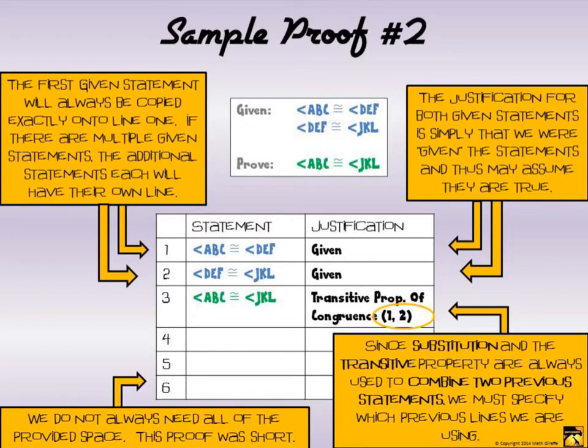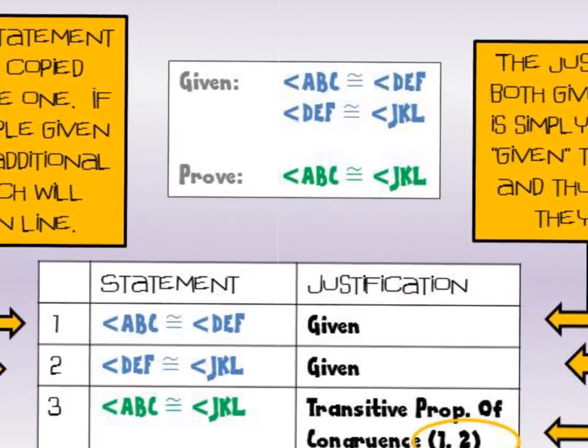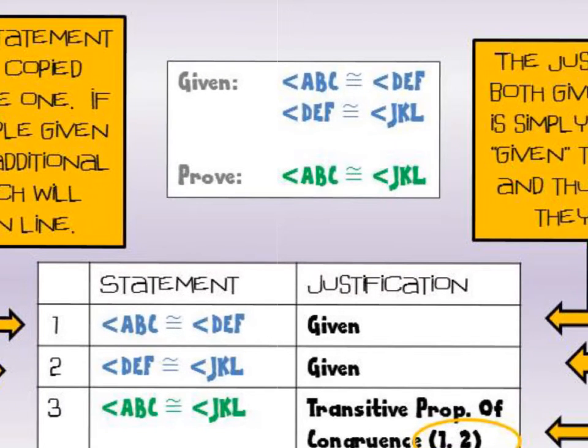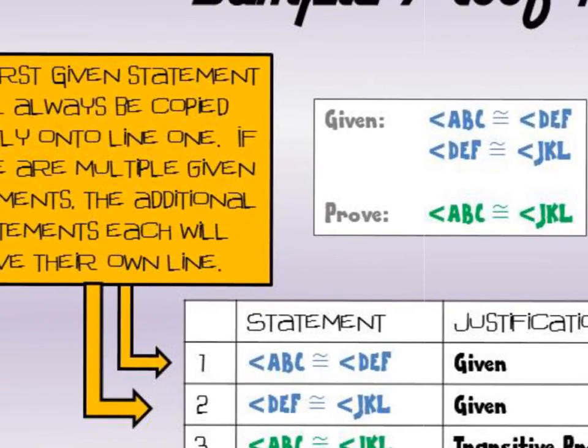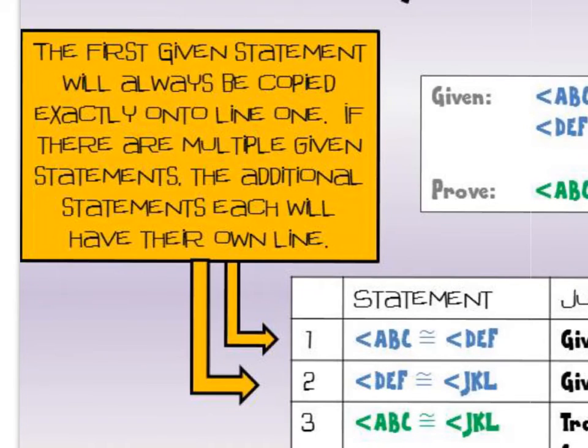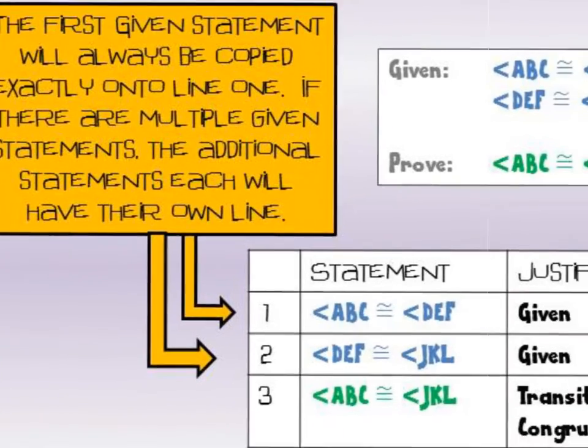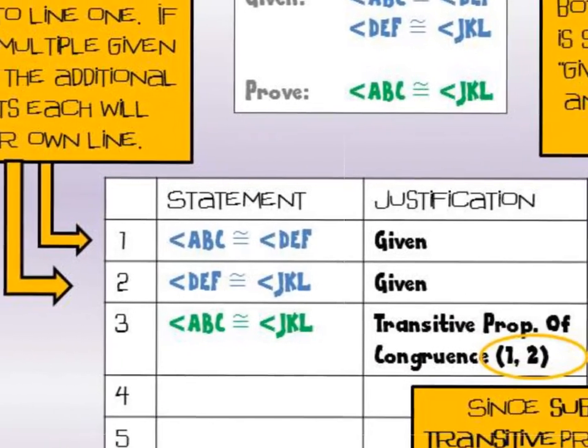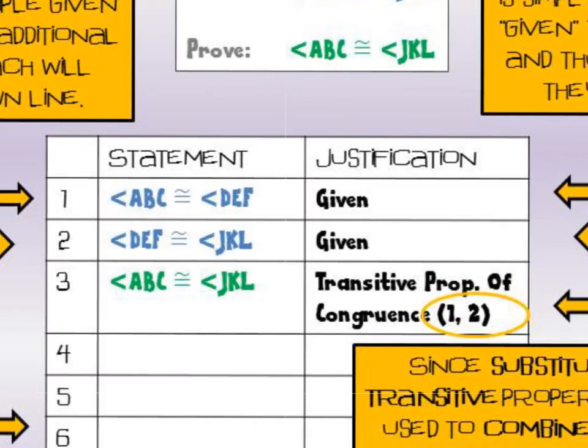Okay. Sample proof number 2. Here, we're given angle ABC is congruent to angle DEF, and angle DEF is congruent to angle JKL, and we want to prove that angle ABC is congruent to angle JKL. And you might already be thinking, okay, I kind of know how to do that right now. But the first statement should always be copied exactly onto line 1, and if there are multiple given statements, additional statements will have their own line. This does not always follow, but for this class, we're going to go ahead and do that.